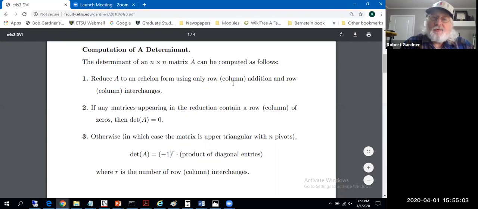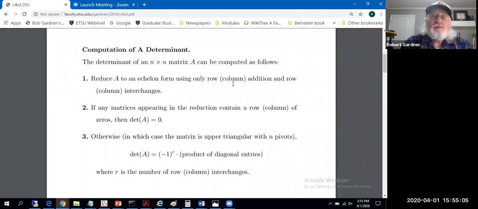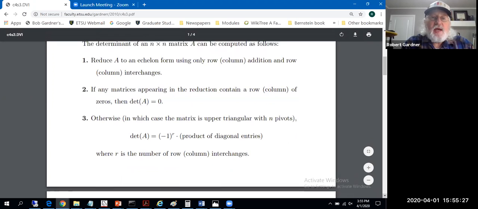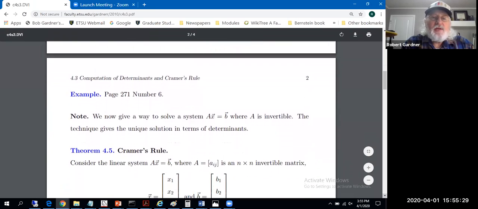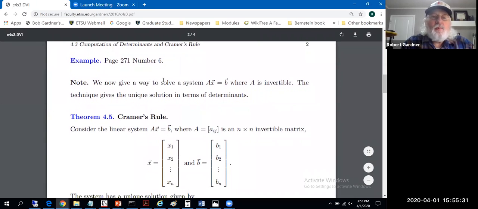The strategy is to row reduce, get zeros, maybe do some swapping around, some interchanging of rows, produce an upper triangular matrix and go to town taking the product of the diagonal entries. It'll be affected by how many row interchanges you had, and it'll be affected exactly like this: -1 to the r, where r is the number of row interchanges. So that's actually rehashing some old information. Let's illustrate this technique one more time.